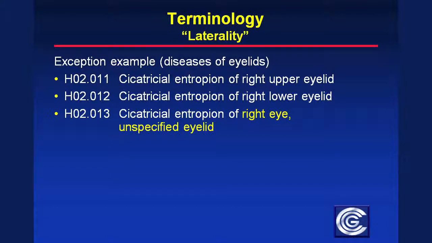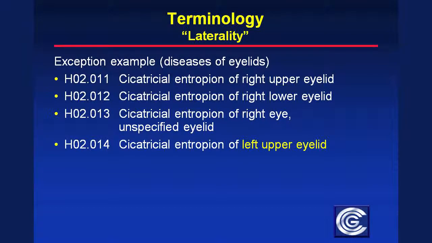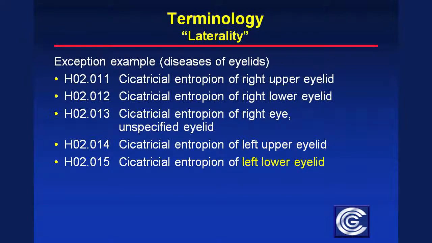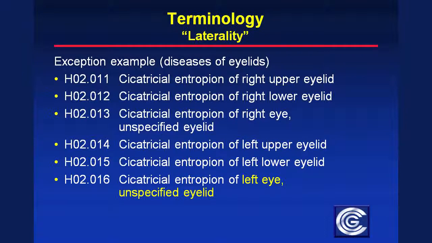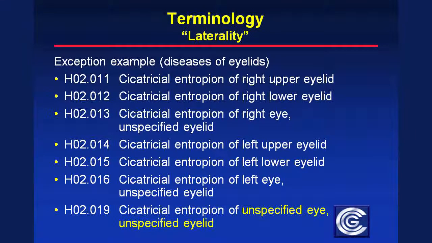H02.013 refers to the right eye, but doesn't specify which eyelid. H02.014 refers to the left upper eyelid. H02.015 refers to the left lower eyelid. H02.016 refers to the left eye, but does not specify which eyelid. H02.019 doesn't specify the eye or the eyelid. You can see that oculoplastics is more involved where laterality is concerned.